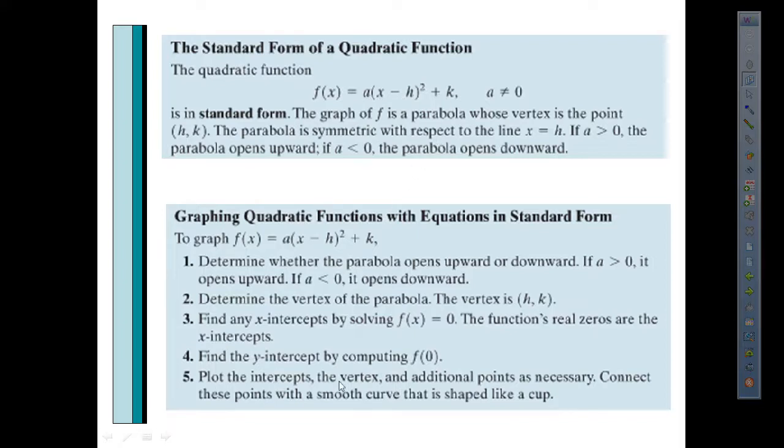And then plot the intercepts, the vertex, and any additional points that you may need just to get a good idea of what the graph is going to look like, and connect these points with a smooth curve that is shaped like a cup, opening in the correct direction you found in number 1.